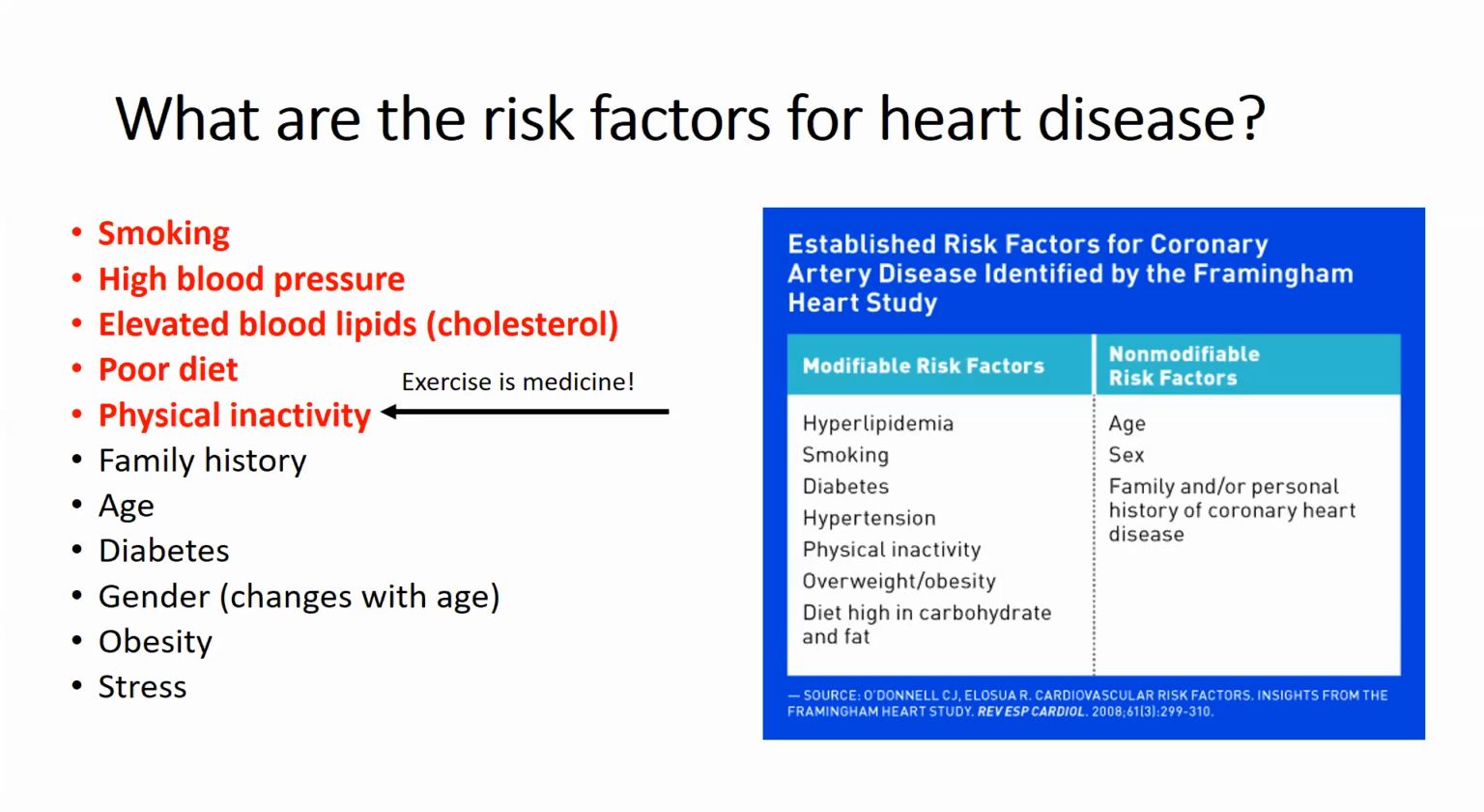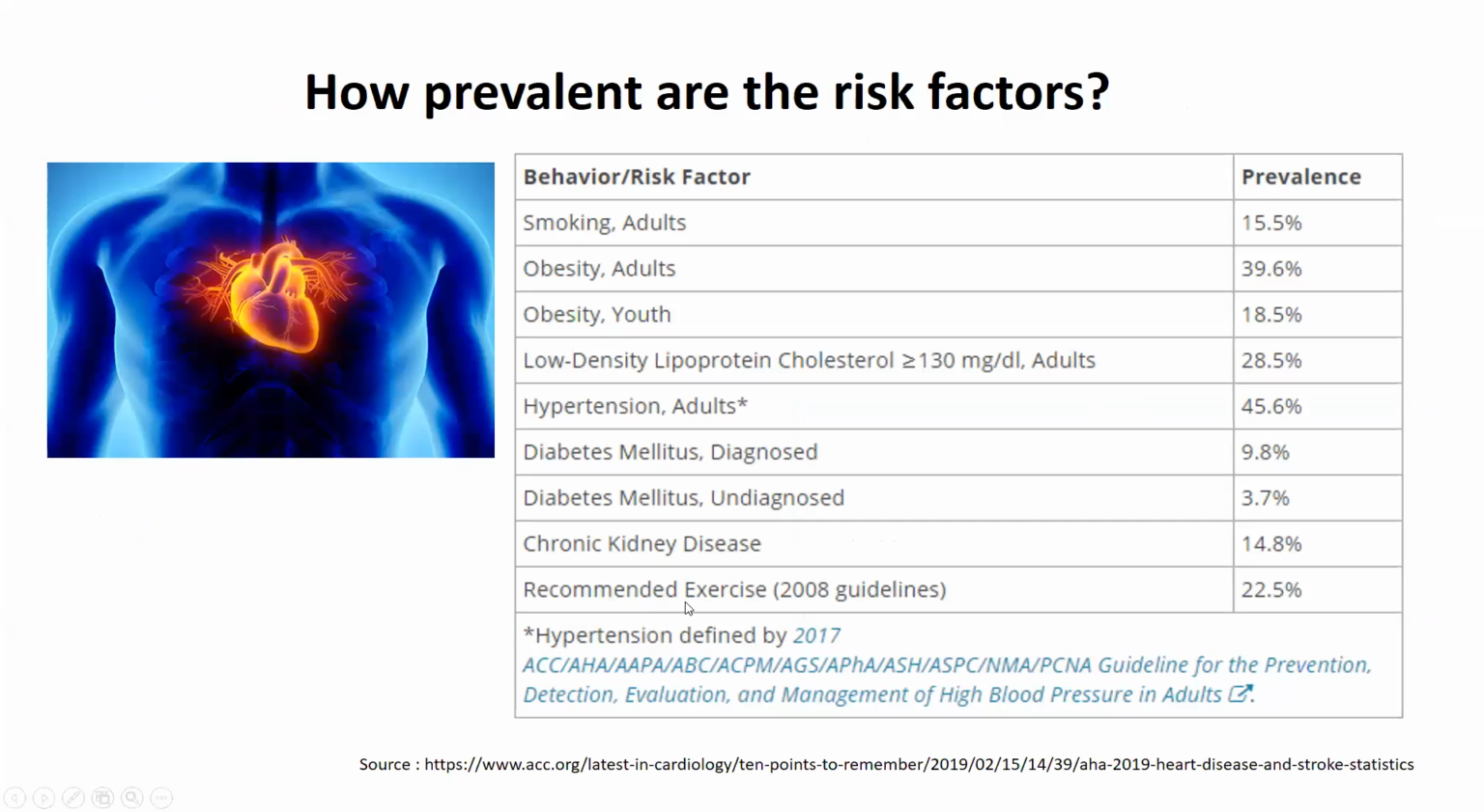So if we dial up and dig a little bit deeper and look at all these different risk factors and how prevalent they are in the general population, you see smoking, obesity issues, and LDL, the quote unquote bad cholesterol. Hypertension, obviously, is very prevalent, especially as they've changed some of the guidelines for blood pressure monitoring. You see diabetes, you see kidney disease. But at the very bottom of the screen, you actually see an inverse. All right, so here you see 22% getting the recommended exercise.